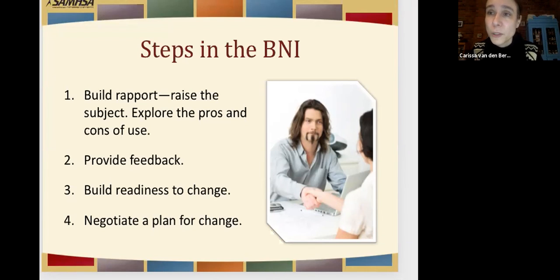And then once you do this feedback, the feedback is a small part of it. The bigger part is getting people ready to change, and they may not be ready just yet. But you can come up with some type of plan and negotiate some type of plan for them to do something that reduces the risk.